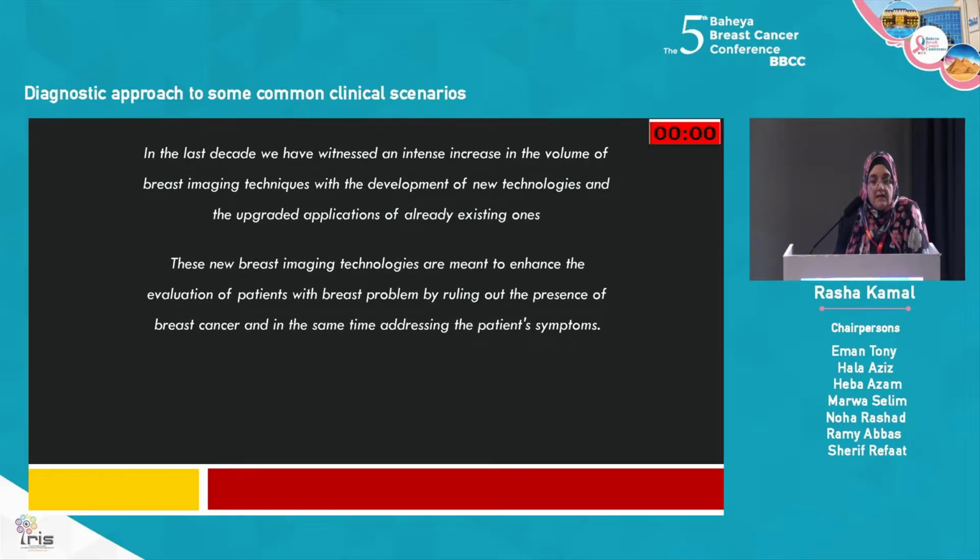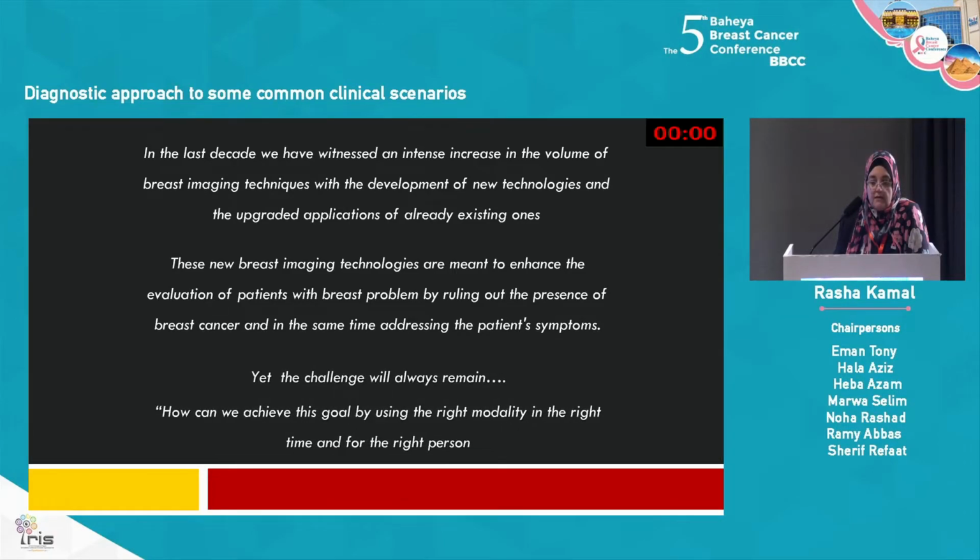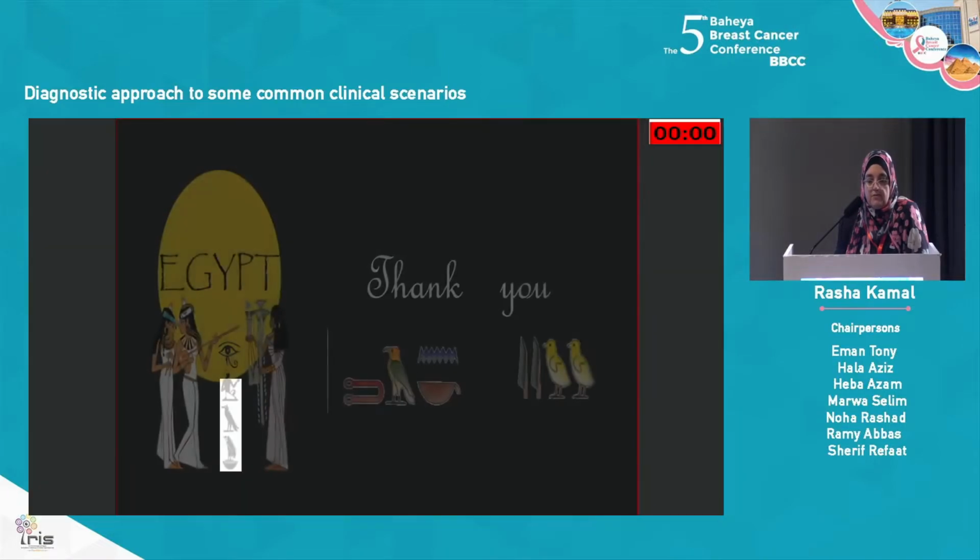Definitely, in the last decade, we have witnessed an intense increase in the volume of breast imaging techniques with the development of new technologies and the upgraded application of already existing ones. These new breast imaging technologies are meant to enhance the evaluation of patients with breast problems by ruling out the presence of breast cancer and at the same time addressing the patient's symptom. Yet the challenge will always remain: how can we achieve this goal by using the right modality at the right time and for the right person? And thank you.